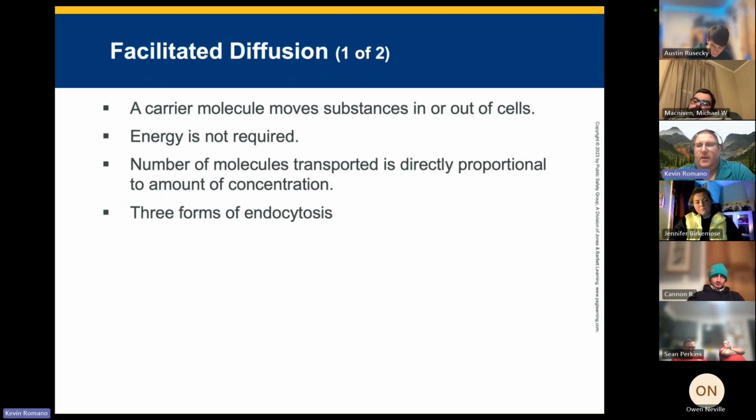There are three forms of endocytosis. The first one is pinocytosis. The second one is phagocytosis. And the third is receptor mediated endocytosis. Those are the three forms that are there.